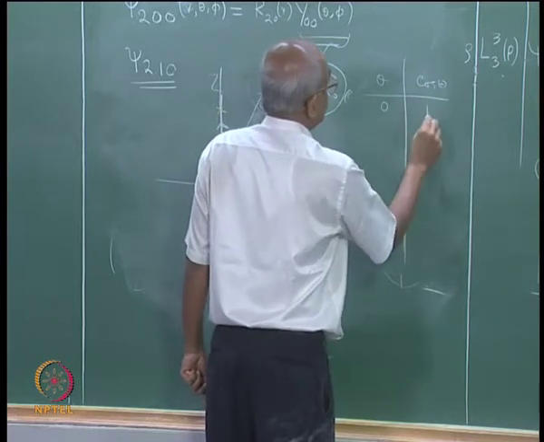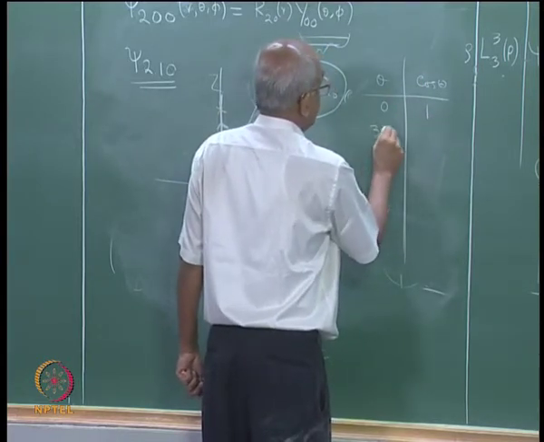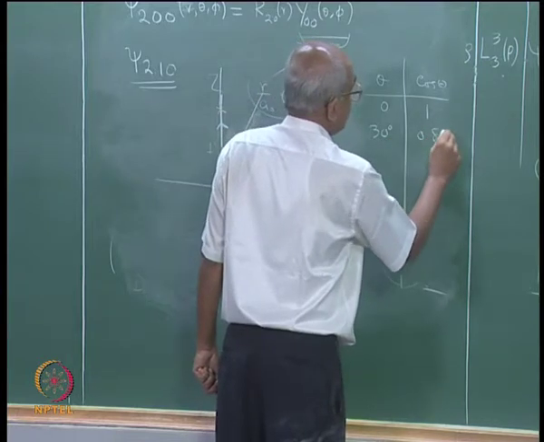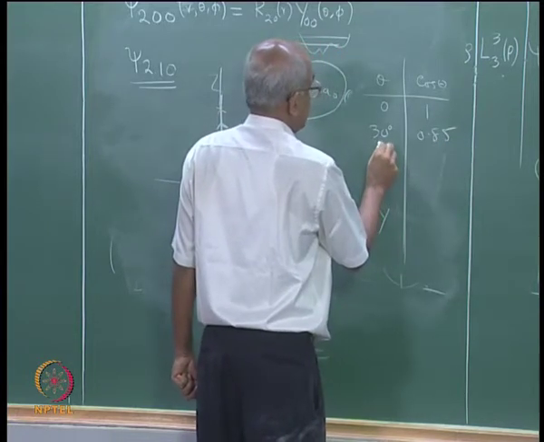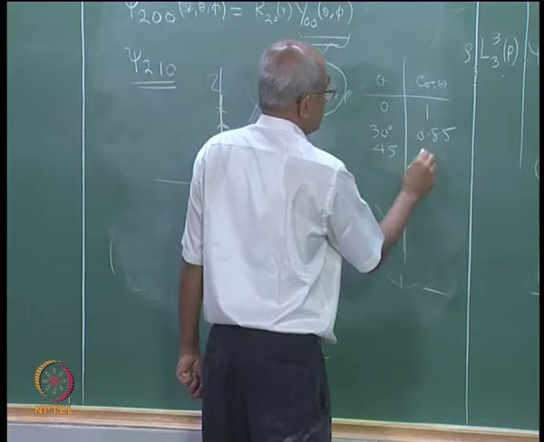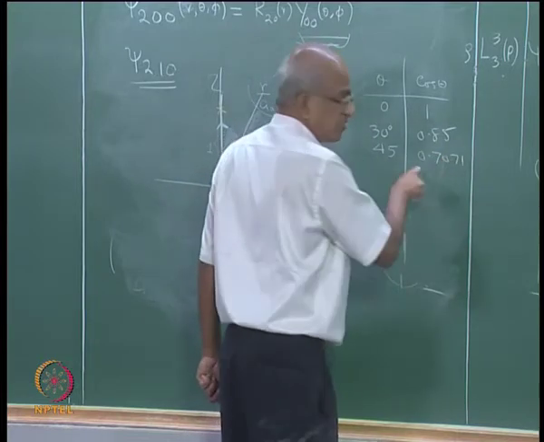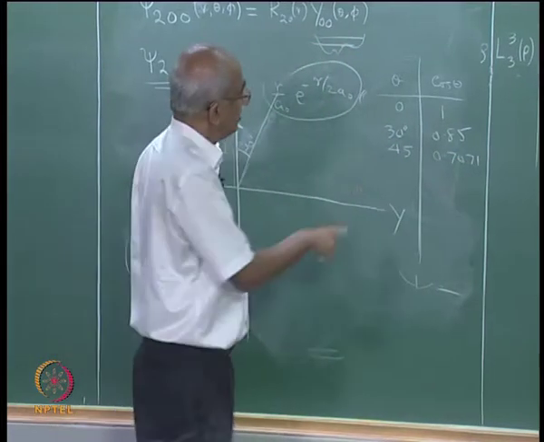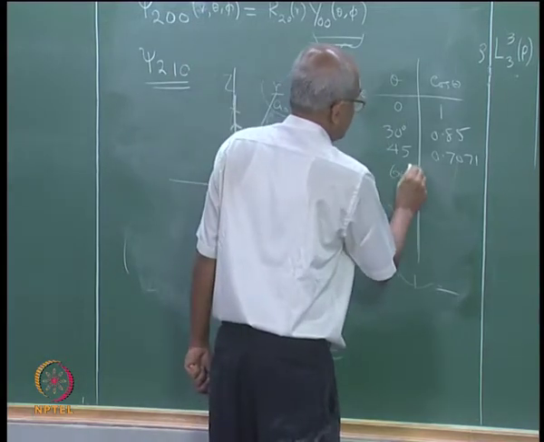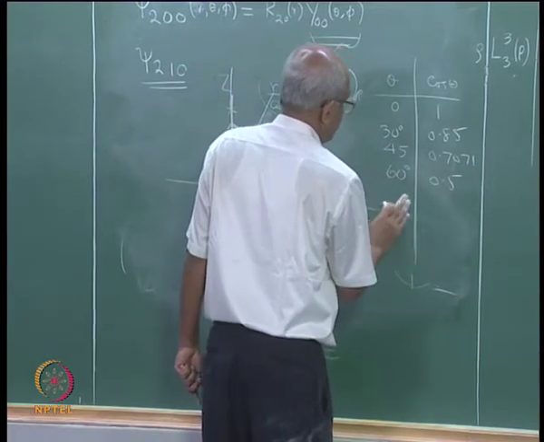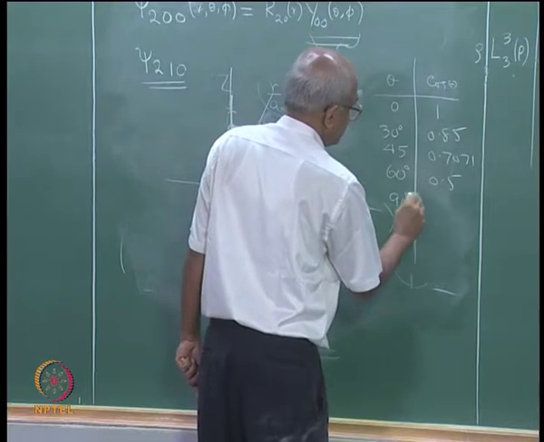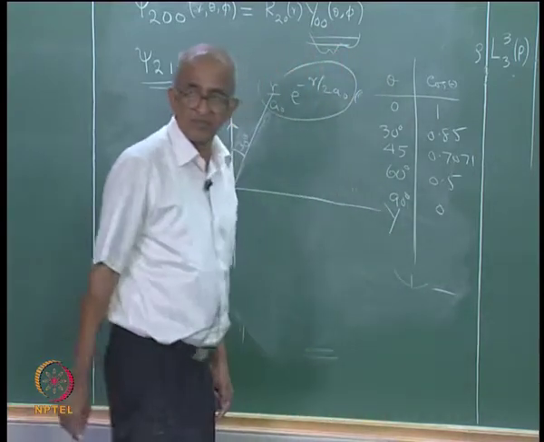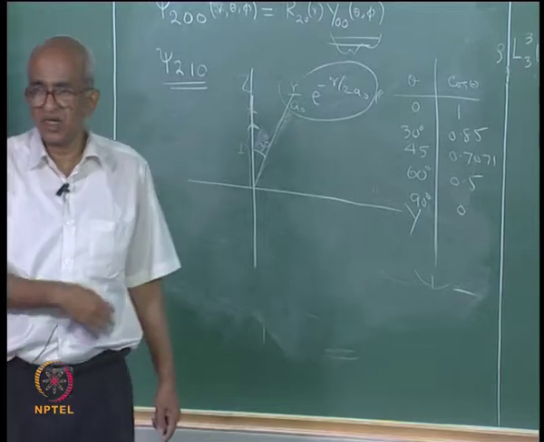If theta is 0, this is 1. If theta is equal to 30 degrees, the answer is 0.85. If it is 45 degrees, it is 0.7071. Actually, this will turn out to be 1 by root 2. Then 60 degrees, this will turn out to be 0.5. 90 degrees, this will turn out to be 0. So, these are the values.